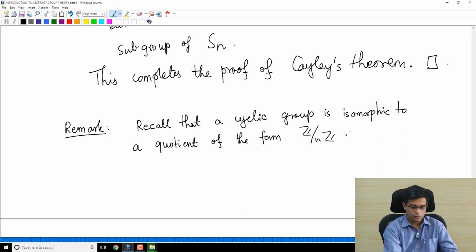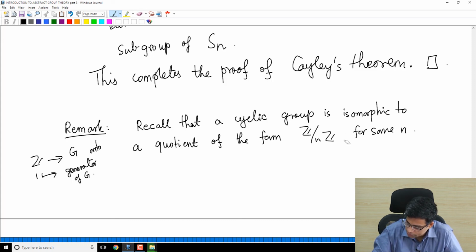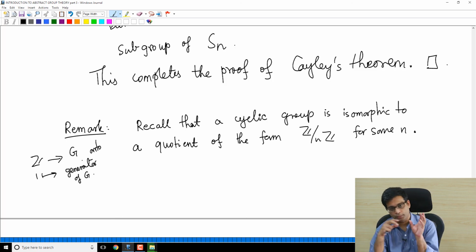So how do we show this? We take the map from Z to G, sending 1 to the generator of G. Because G is a cyclic group, this is onto, and the kernel is always of the form nZ for some n. So by the first isomorphism theorem, Z mod nZ is isomorphic to G. So this is also a structural theorem. We are relating an arbitrary cyclic group to something well known.